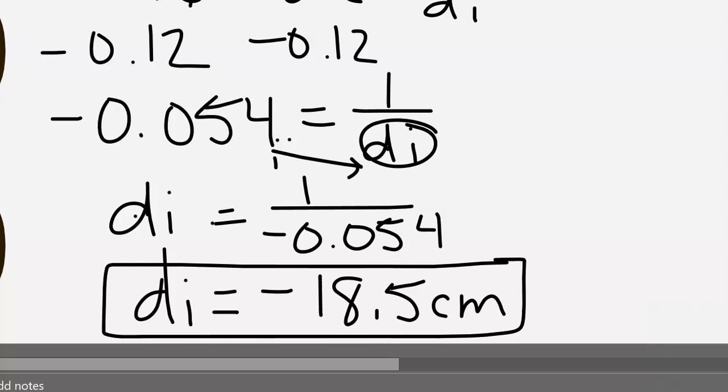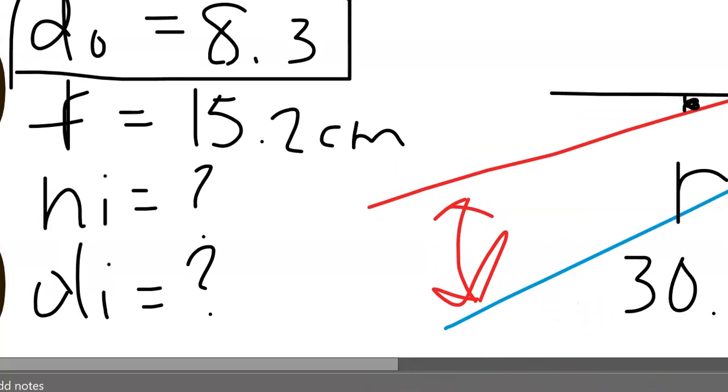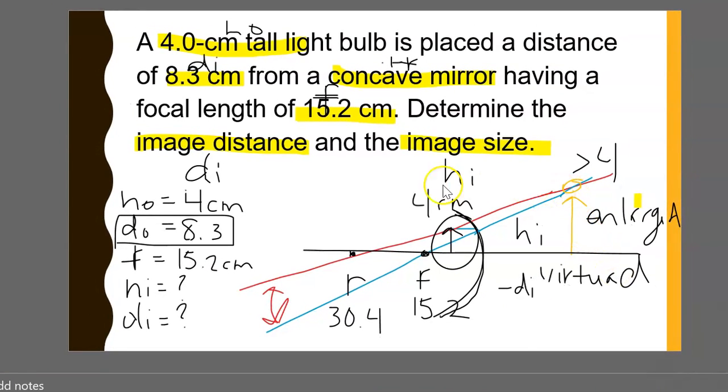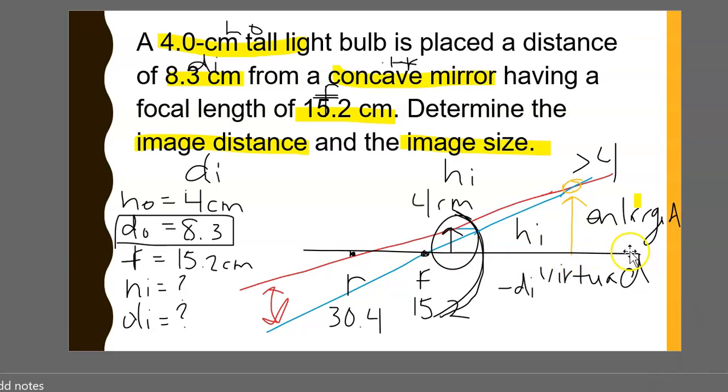Okay, and this checks out with what we had said back here with our ray diagram. Remember, our object was located here, but our image popped up on the other side. Our image location we said was going to be negative because it was virtual, and that checks out. Our DI, our image distance, is negative 18.5. That means our image will pop up on the negative, virtual side.